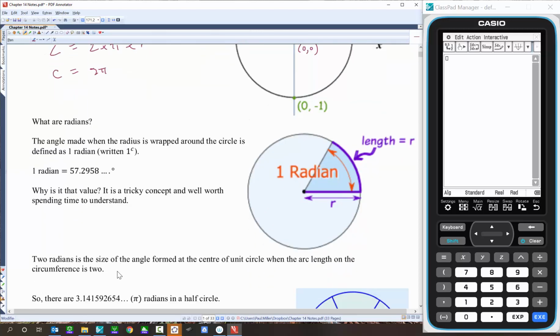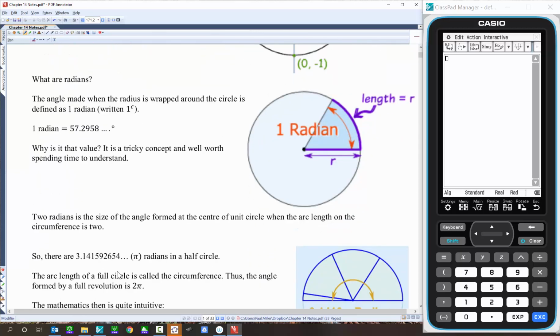Now, why that number? It's a tricky concept and worth spending a little bit of time to understand. 2 radians is the size of the angle formed at the center of the unit circle when the arc length on the circumference is 2. So there's 1 radian. Here's a second radian, and a third radian roughly gets me to here. The distance from there to there is actually 180 degrees. Starting here, we'd open up 57, another 57, and another 57, and we can see that this would be just a straight angle.